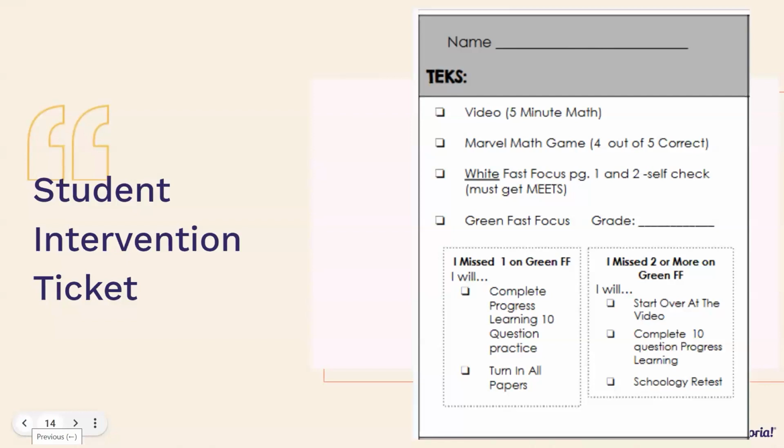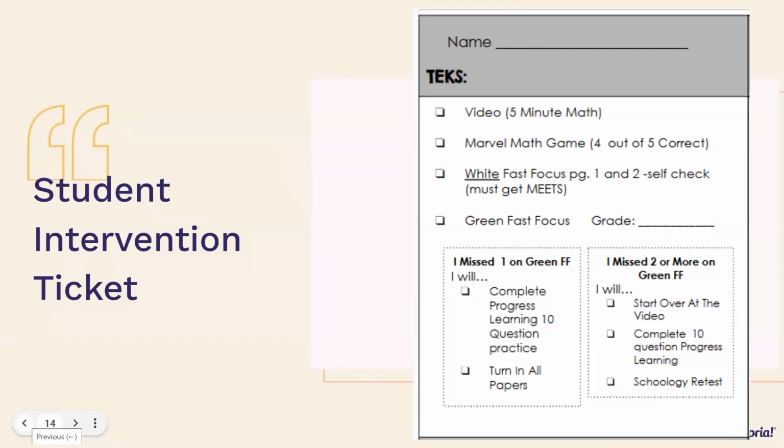We give them game boards and we allow them to make a dice game out of it. And Marvel Math does come with the game boards. Yes, it does. We have asked that they answer 4 out of 5 correct, and this is self-checking. So I do have an area where they go and they're able to self-check.